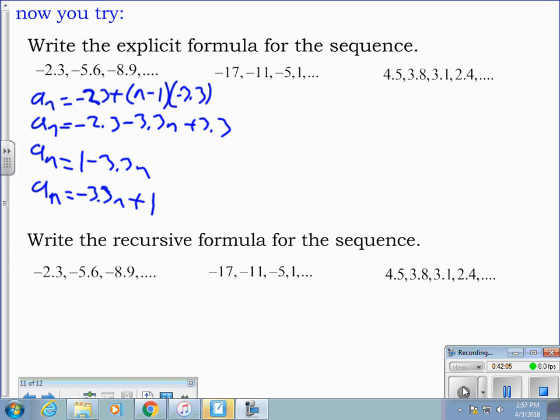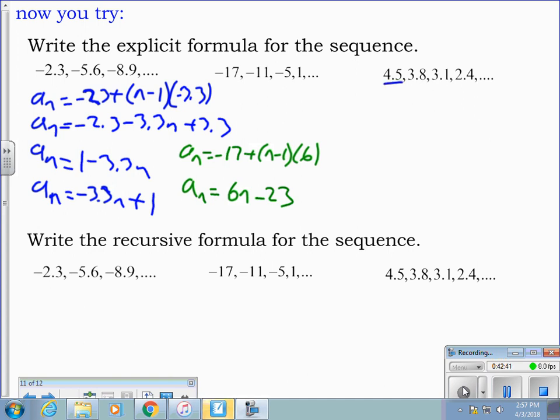If you want to make it look pretty and not have a negative in front, have a minus in the same thing. Okay. Next one, my D is 4? No, 6. I'm adding 6. So I'm kind of running out of room on this one, but it should be a little easier. So a sub n equals negative 17 plus n minus 1 times 6. A sub n equals 6n, negative 6 plus negative 17 is negative 23, right? 6n minus 23? Yep, okay. Awesome.